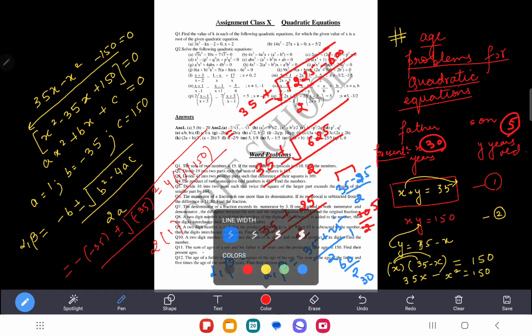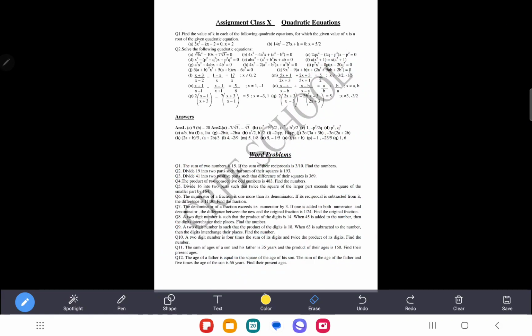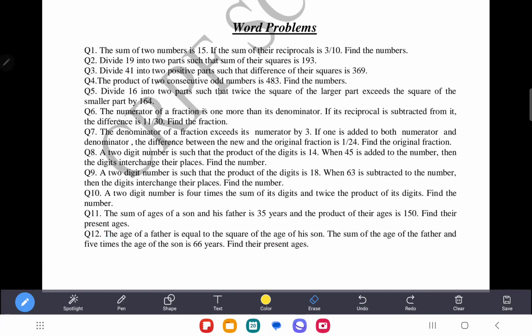Are you understanding my point? Did you understand the question? Now just have a look at the next question. What does it say? Just read the question. It says the age of father is equal to the square of the age of his son. So let son's age be x and father's age be y.